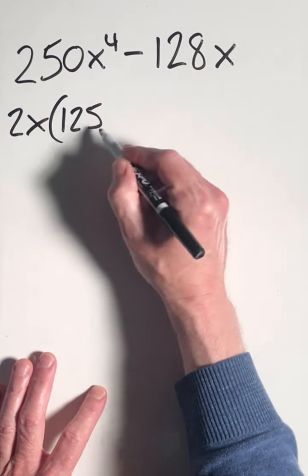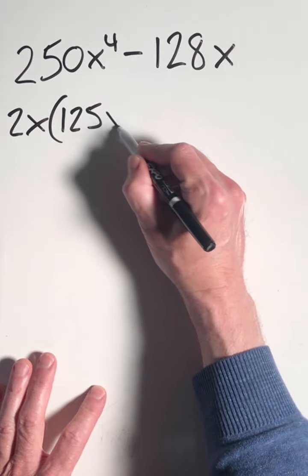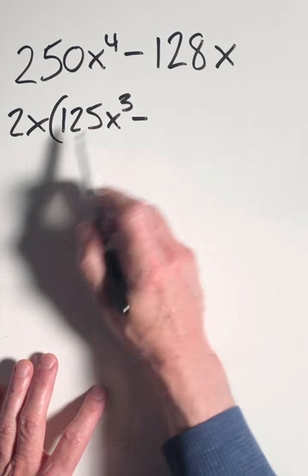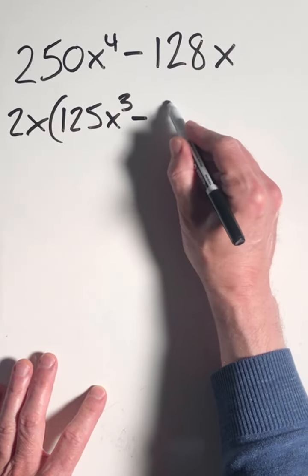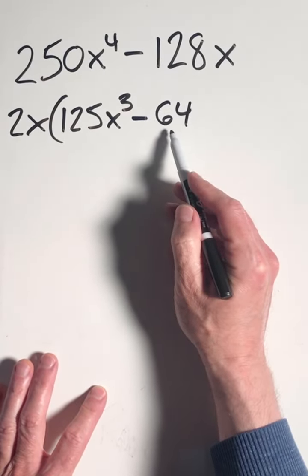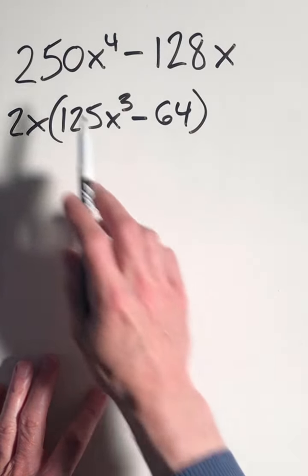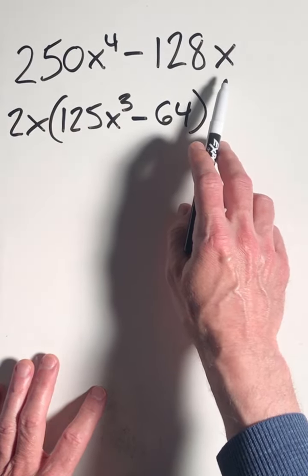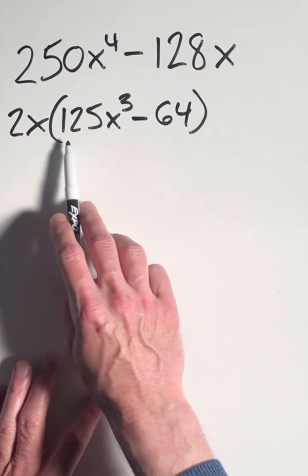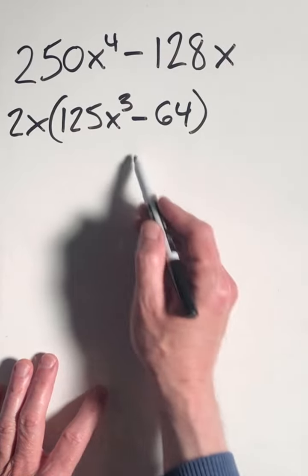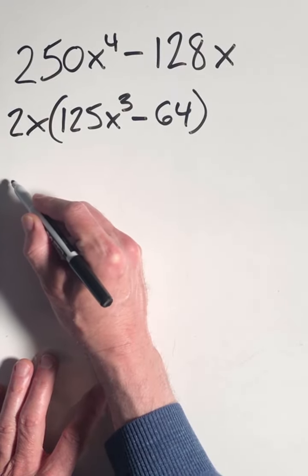We get 125, which is a perfect cube. We'll get x to the third, which is a perfect cube. And if we take 128 divided by 2, we will get 64. And if we take x divided by x, we just get 1. So this entire expression really factors into 2x times the difference of two cubes. So we can continue to factor what's inside the parentheses.